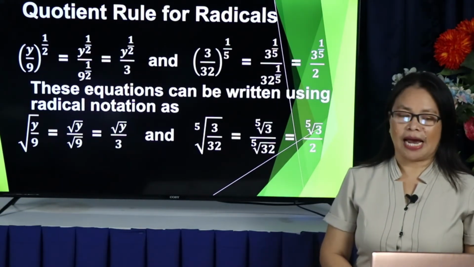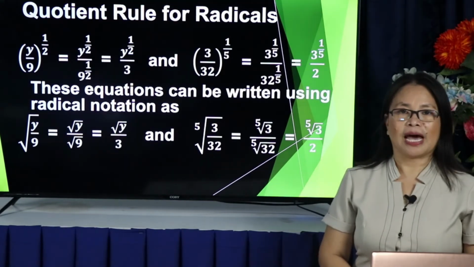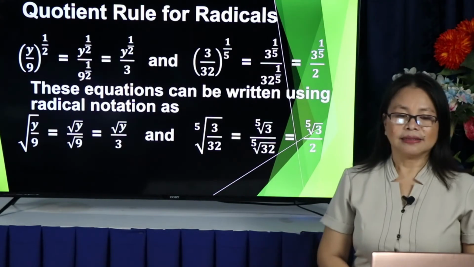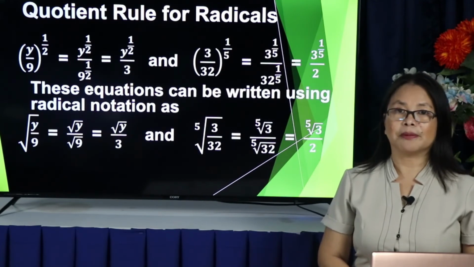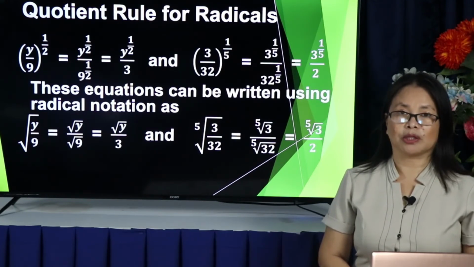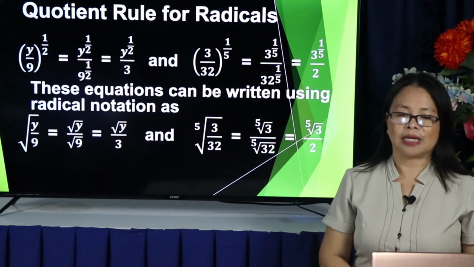Square root of y over 9 is equal to the square root of y over the square root of 9, which is equal to the square root of y over 3, since the square root of 9 is equal to 3. And the fifth root of 3 over 32 is equal to the fifth root of 3 divided by the fifth root of 32, which is equal to the fifth root of 3 over 2, since the fifth root of 32 is equal to 2.